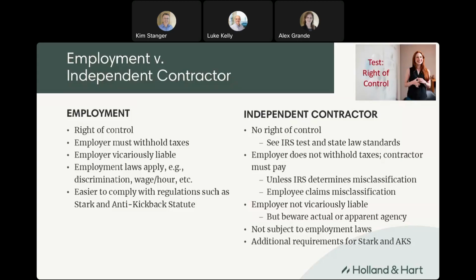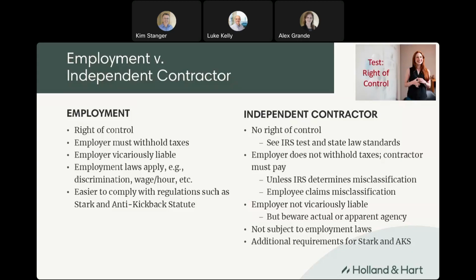And if you're in an employee situation, it's easier to comply with some of the federal regulations like Stark and the anti-kickback statute. On the other hand, if you're an independent contractor, then there typically is no right of control, and consequently, the principal is not vicariously liable for what the independent contractor does. But you have to make sure that you can satisfy that test to establish that this person really is an independent contractor and not just an employee that you've characterized as an independent contractor.